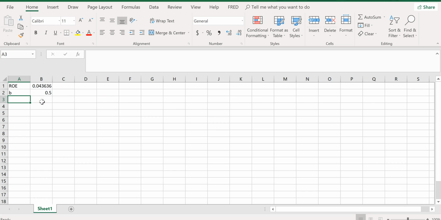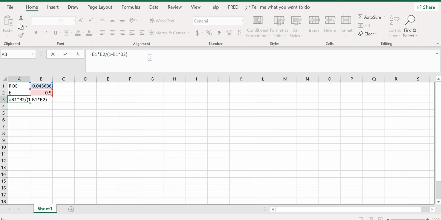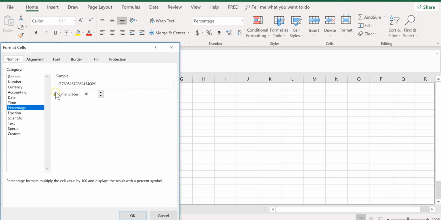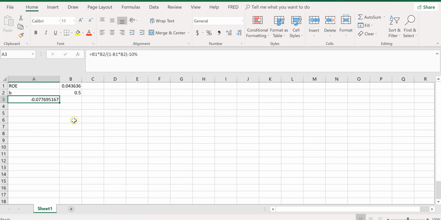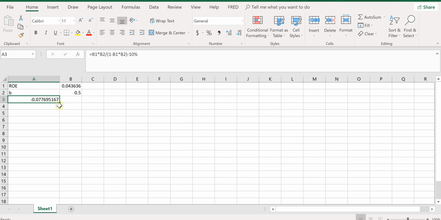So now I want to write this to be equals ROE times this b over 1 minus ROE times b. So that's the first item here, minus 10%. Okay, so obviously you see this is not very beautiful because I just randomly chose a b. Ideally this is 0, right? I want this number to be 0 to make this equation balanced, but this is not.